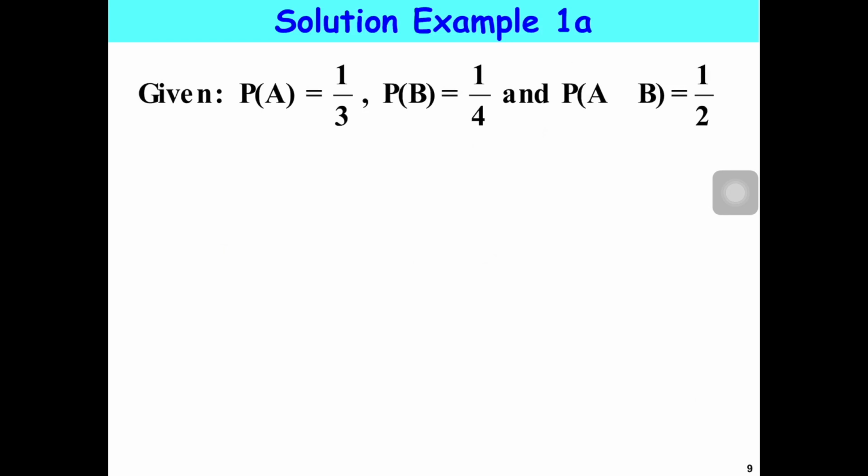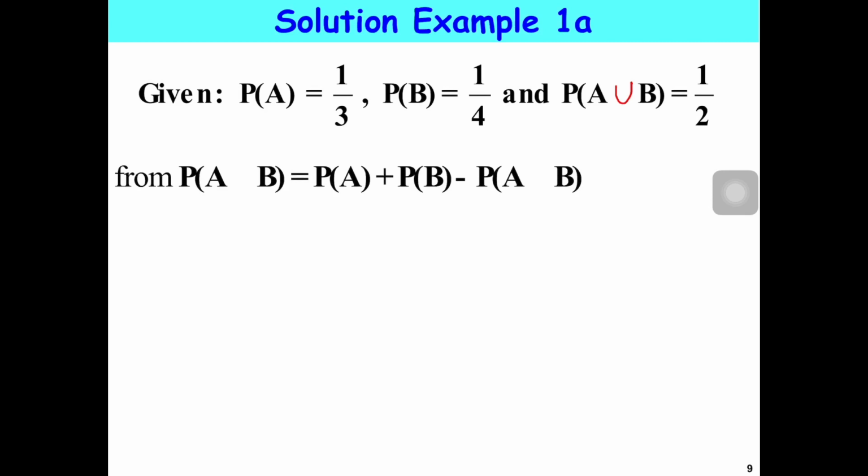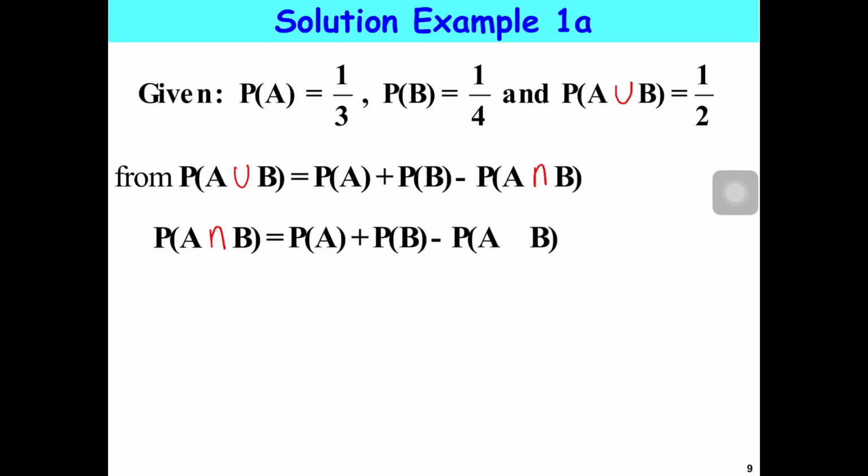So, solution for example 1a, given that P(A) equals 1/3, P(B) equals 1/4, and P(A ∪ B) equals 1/2. Okay, so we know that from the formula, P(A ∪ B) equals P(A) plus P(B) minus P(A ∩ B). So rearrange that, and you will get P(A ∩ B) equals P(A) plus P(B) minus P(A ∪ B). You know that the value of P(A) equals 1/3, P(B) equals 1/4, and P(A ∪ B) is 1/2. Calculate it, and you will get 1/12 as the answer.